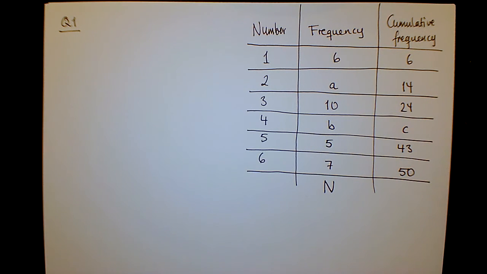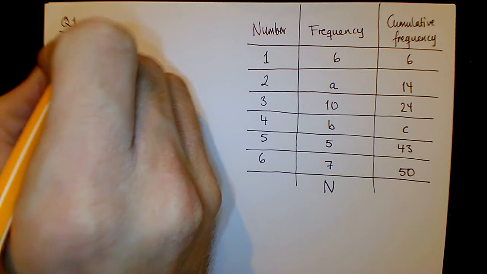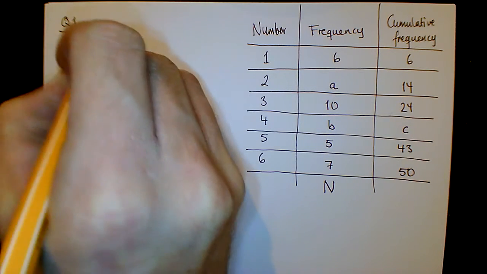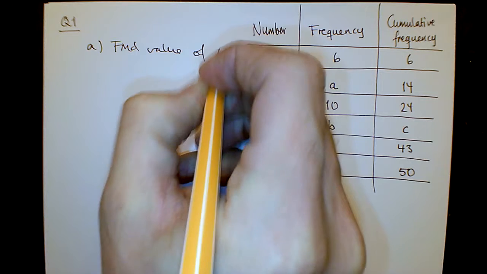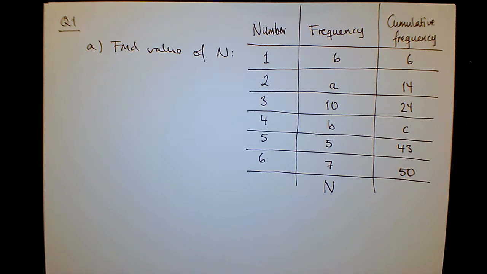So let's do the first one first. So A, find the value of N. So the value of N here is supposed to be the sum of all the frequencies. Our problem is that we don't have all the frequencies, do we? We have A and B here.